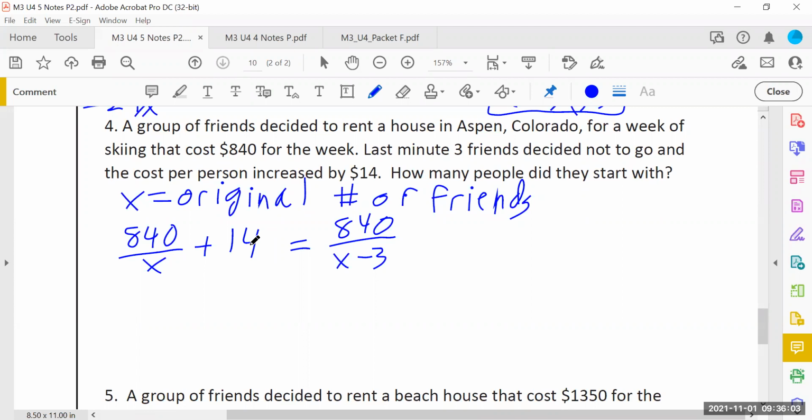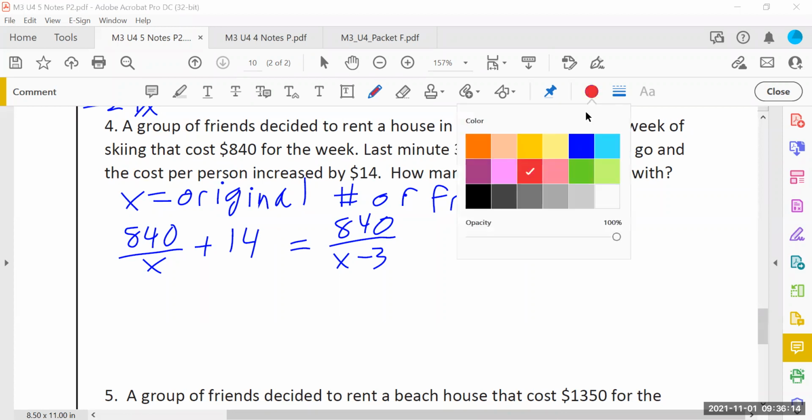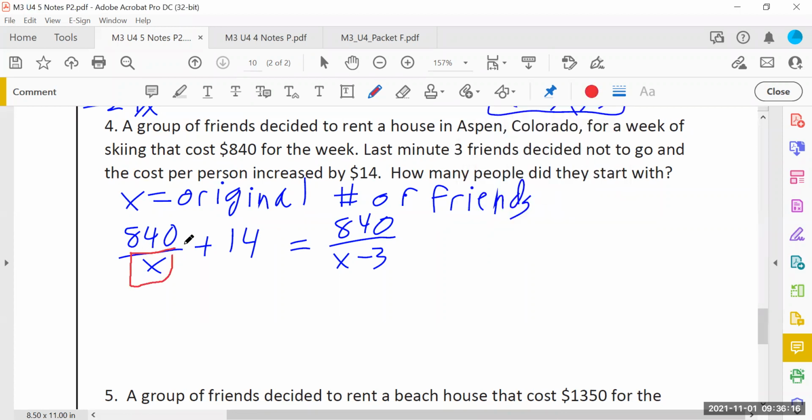I'm not going to spring anything else on you. It's just going to be these 2 types. So let's solve this now. 840 over x plus 14 equals 840 over x minus 3. My least common denominator is this denominator times this one. They're never going to have anything in common with these. They're always going to be 2 unique factors.